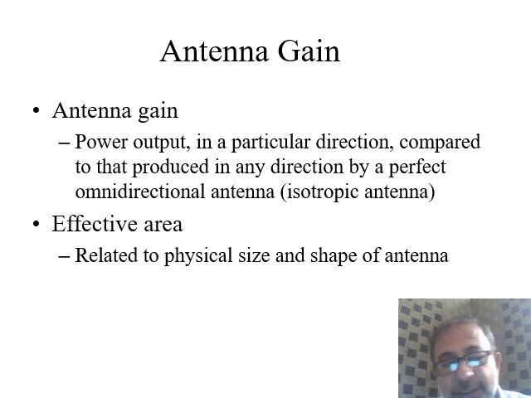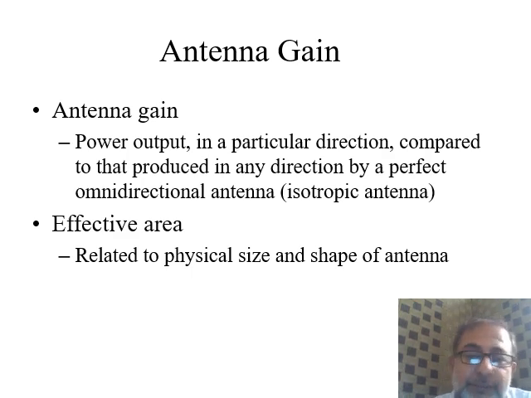Now, what is antenna gain? The power output in a particular direction compared to that produced in any direction by a perfect omnidirectional antenna. Actually, it is the comparison of a particular antenna to an isotropic antenna, because the isotropic antenna does not have directivity, and all other practical antennas do have directivity, and that directivity accounts for the antenna gain.